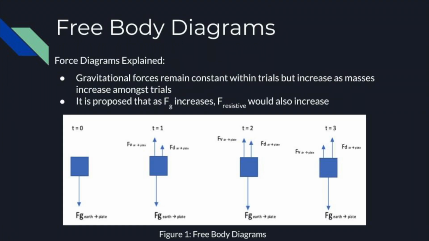Using the known concept that gravitational force remains constant across an object's movement, we can assess the impact of how the increased mass will affect the force of gravity acting upon the object and possibly the comparative force of air resistance. Additionally, we know that gravitational forces remain constant within trials but increase as masses increase amongst trials. Furthermore, it is proposed that as gravitational force increases, resistive forces would also increase. Finally, it is important to note that terminal velocity has an equal and opposite gravitational and resistive force. In essence, when velocity is constant, acceleration is zero.